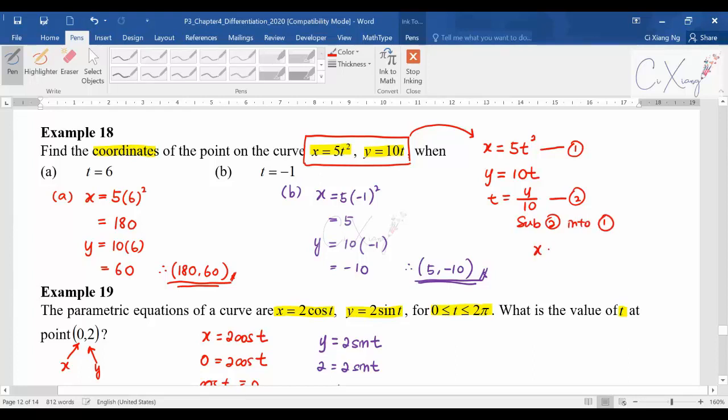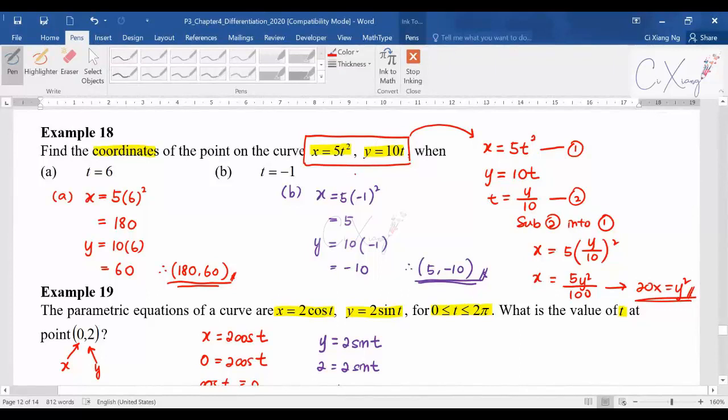So what we have is x equals 5 times y over 10 squared, since t squared, so 5t squared. When you simplify, you have 5y squared divided by 100. And if you simplify it, you'll get 20x equals y squared. So this is your original equation actually, y squared equals 20x. But when they split it to become the parametric equations, then it will look something like this.